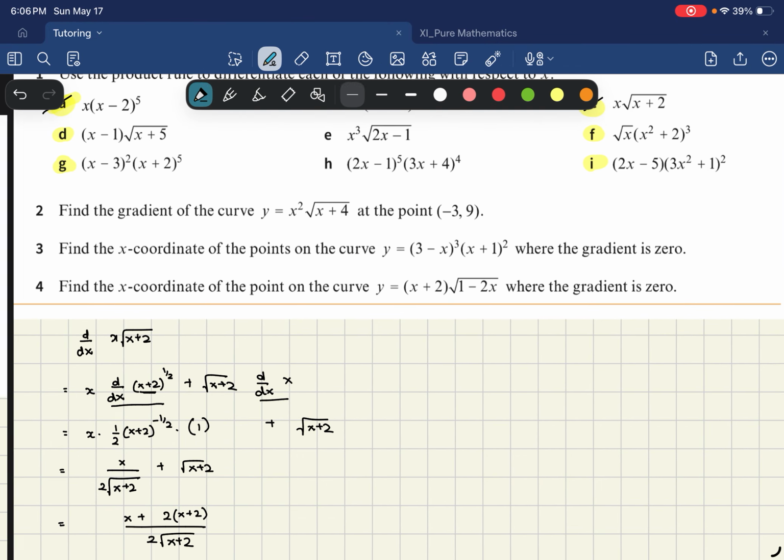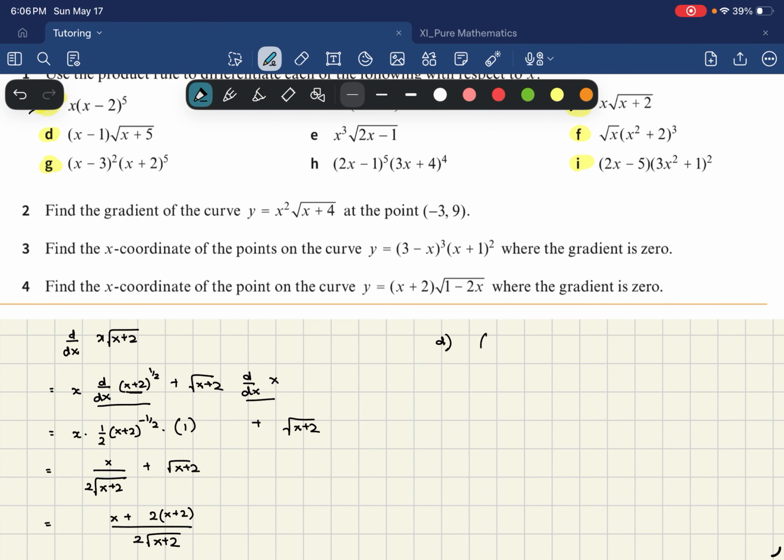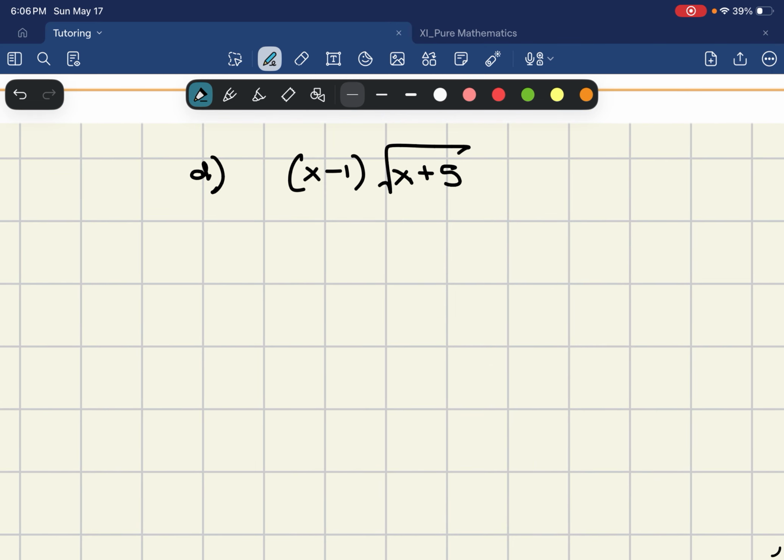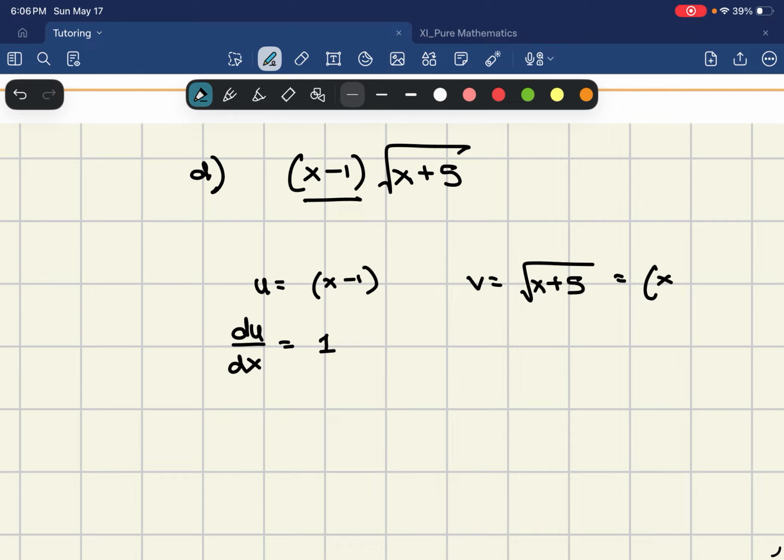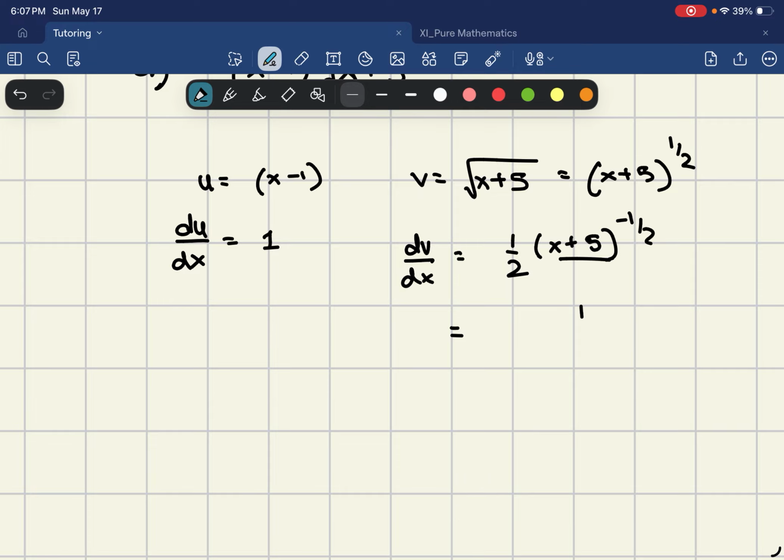Your solution to D, right? D is just (x minus 1) times the square root of (x plus 5). And you can do it with u and v again, whichever you find easier. u is just x minus 1, so du by dx is just going to be 1. v is the square root of x plus 5, which is (x plus 5) to the power half, and dv by dx is just going to be half times (x plus 5) to the minus half. And the derivative of x plus 5 will just give me 1. So this is my solution.